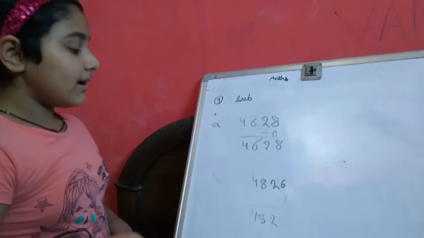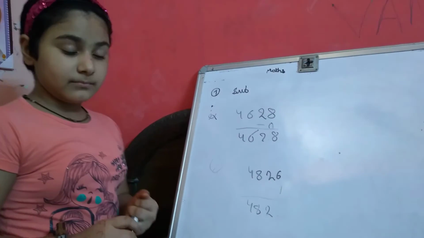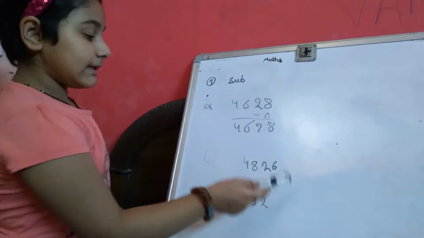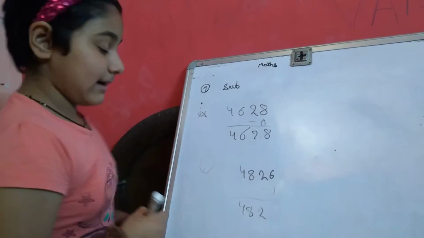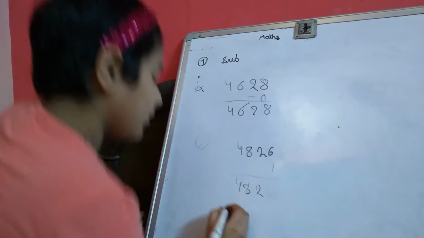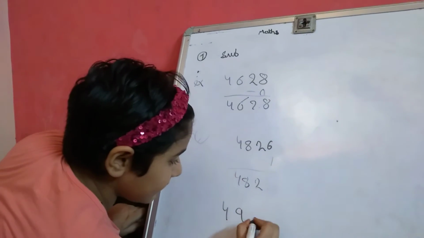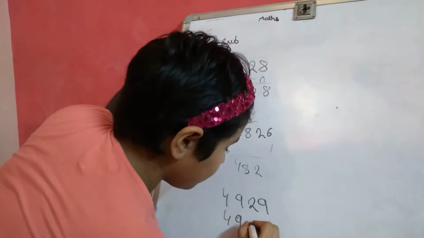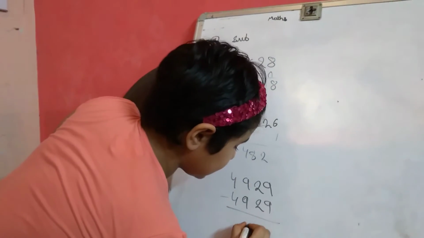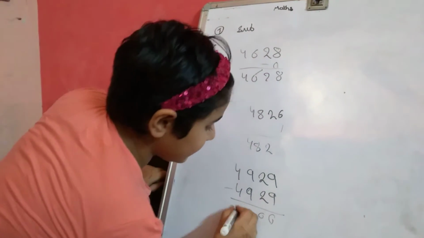And when we subtract any number from itself, the answer remains 0. I give you an example also. 4929 minus 4929, the answer is 0. Okay.